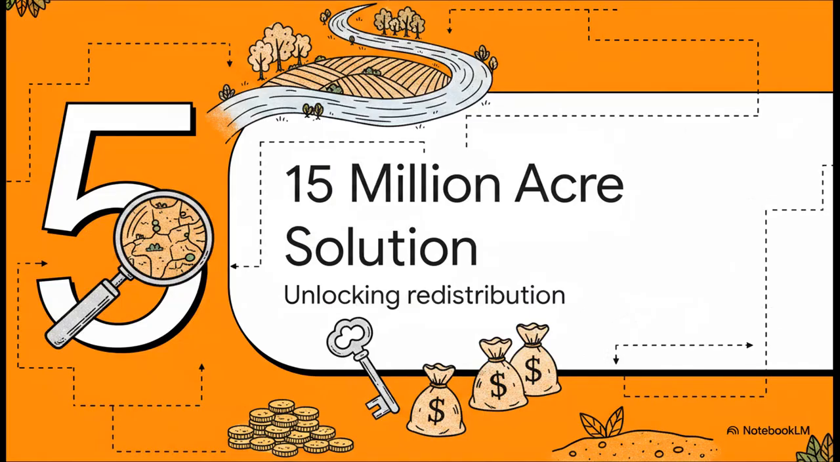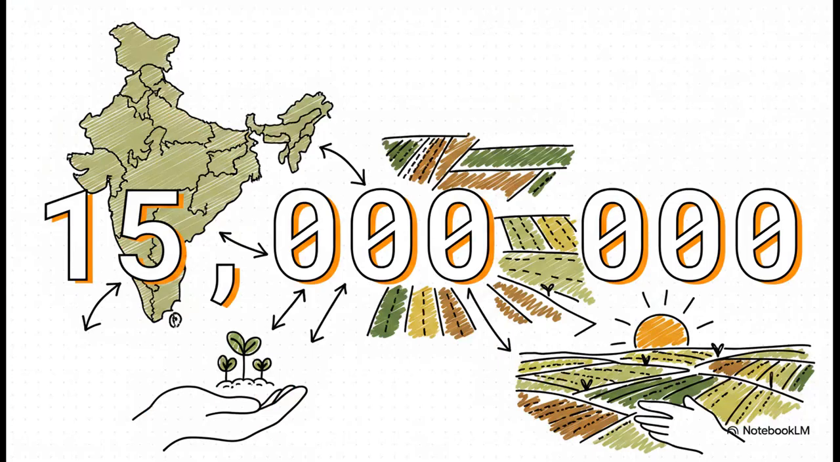land reform. Section 5. The 15 million acre solution. Unlocking massive redistribution potential. Okay, so we've seen the true scale of the problem. But as statistical sleuths, we've also uncovered the hidden treasure that could actually fix it. If a uniform ceiling of just 20 acres were strictly applied across all states, it would unlock a breathtaking 15 million acres of surplus redistributable land.